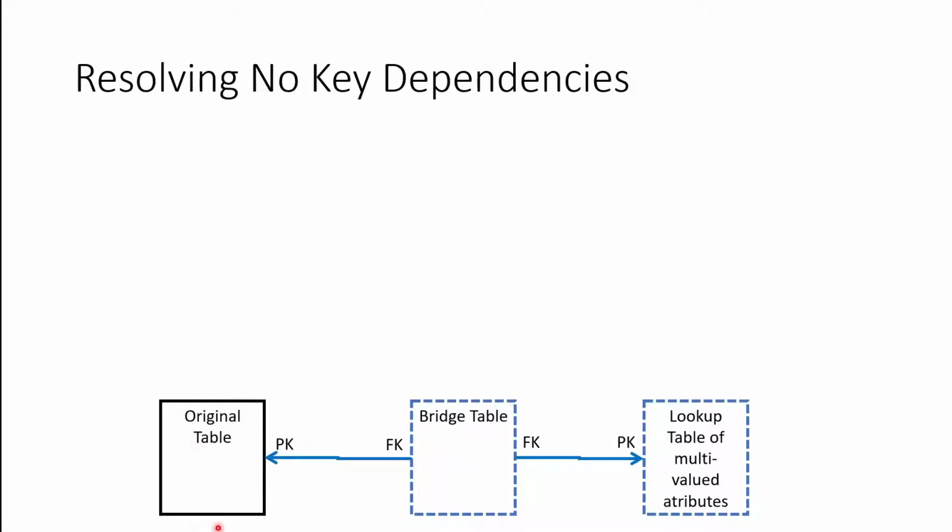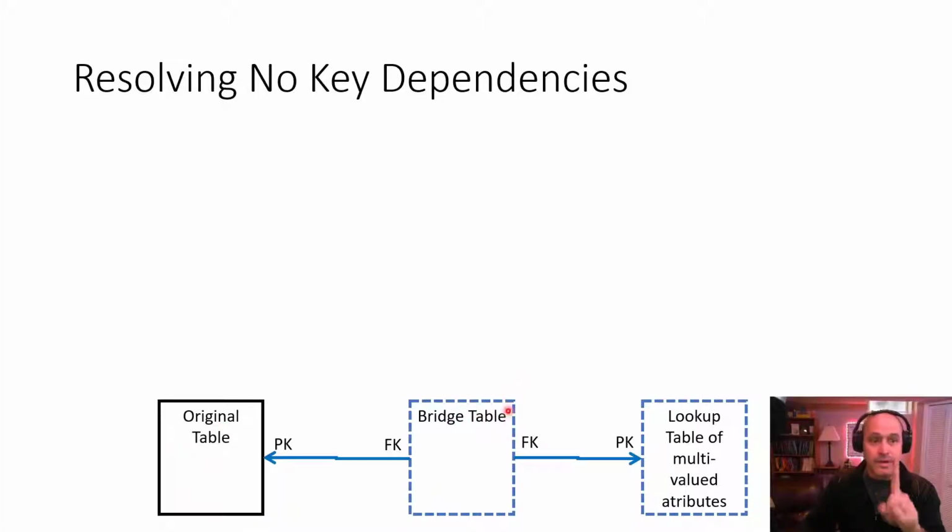So the solid table represents the table we already had, okay? And the dashed tables represent the new tables that get generated through the resolution of the key dependency. So in the no key situation, it was a hidden many-to-many. So we have a bridge table and then a lookup table, right?